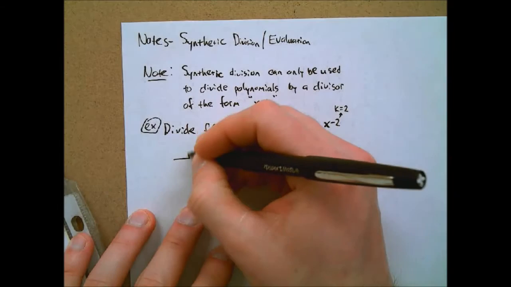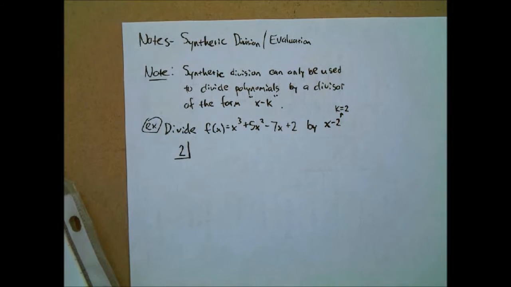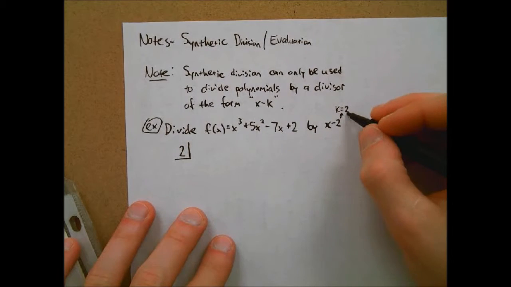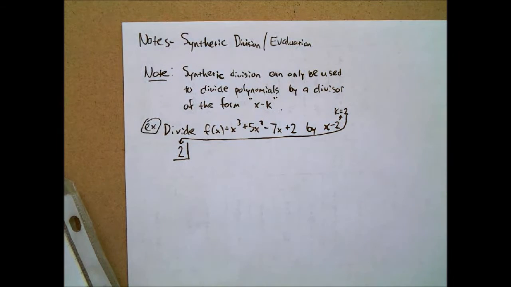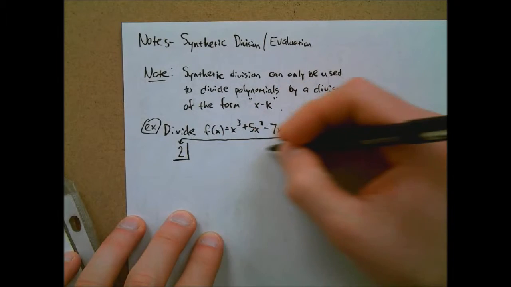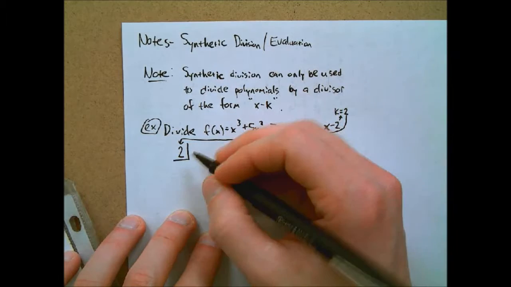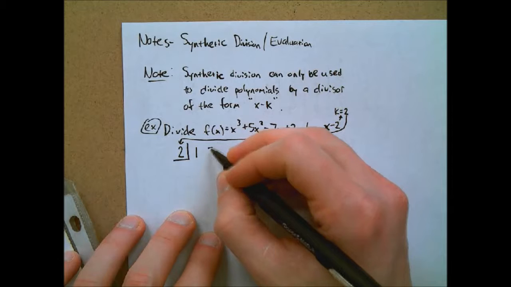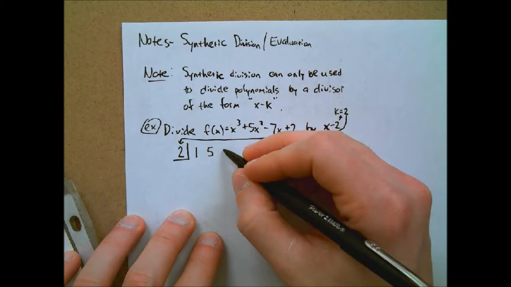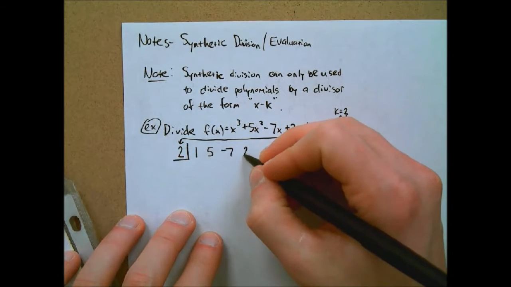Okay, k is 2. So here's how we set up synthetic division. We're going to draw a little half box and put the 2, our k, inside that half box. Next, we're going to write our lead coefficients from our polynomial. So what's our first coefficient? 1, and then 5, and then? Very good, yeah, -7. You do want to count those negatives, yep. And then 2 at the very end. Very good. Okay.